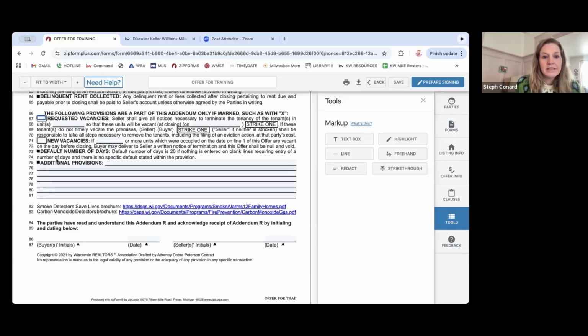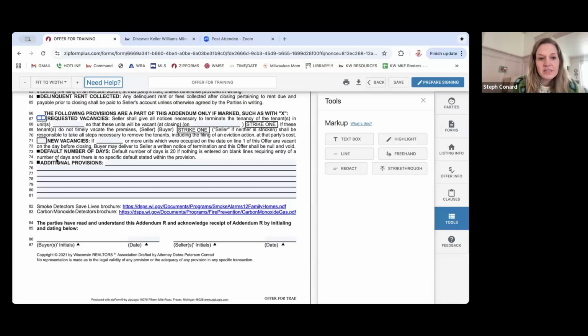So new vacancies. If one or more units which were occupied on the date on line one of this offer are vacant on the day before closing, the buyer may deliver to seller a written notice of termination, and this offer shall be null and void. So that's again kind of aggressive.